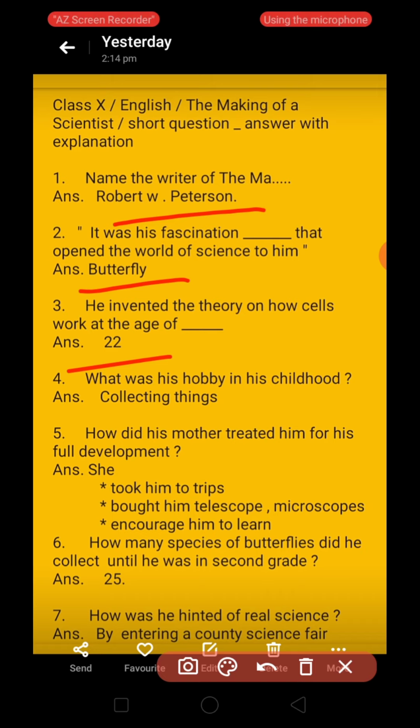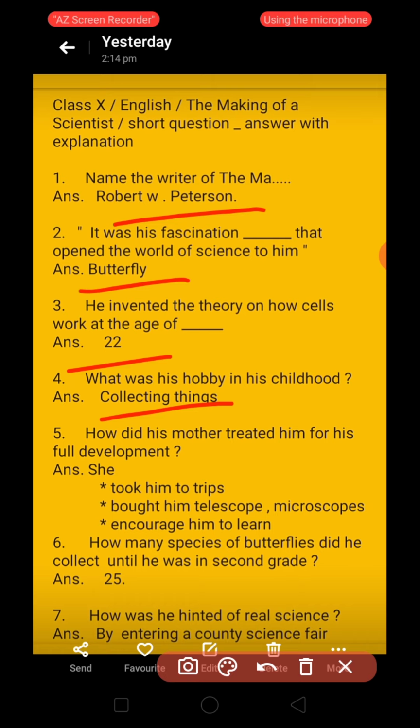In the next question, what was his hobby, that is, the hobby of the writer in his childhood? It was collecting things. Dear students, you can remember, he was habituated to collect butterflies, coins, stones, etc.